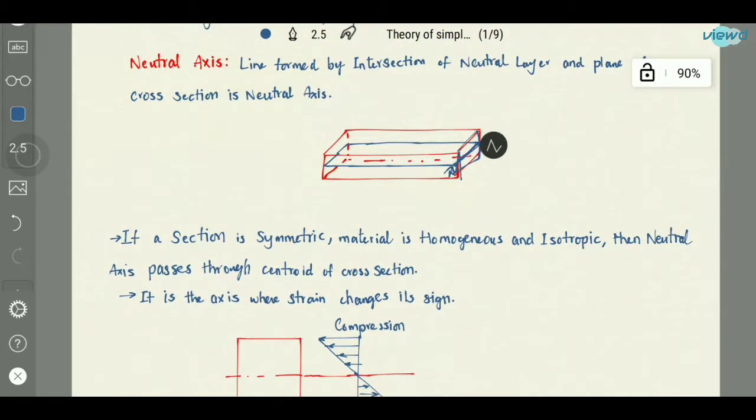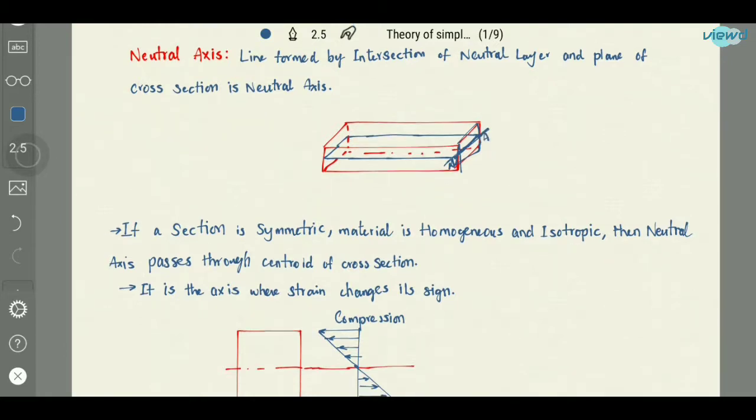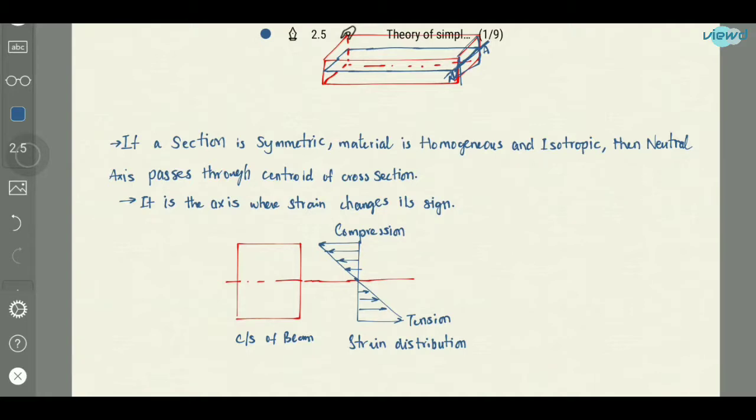If a section is symmetric, and material is homogeneous and isotropic, then neutral axis passes through centroid of the cross section. Symmetric means if there is an axis present, the left side portion should be same as right side portion. Or we can take like this also. It is symmetric about x-axis, and this is symmetric about y-axis. So if the cross section is symmetric, material is homogeneous and isotropic, then this neutral axis will pass through the centroid of the cross section.